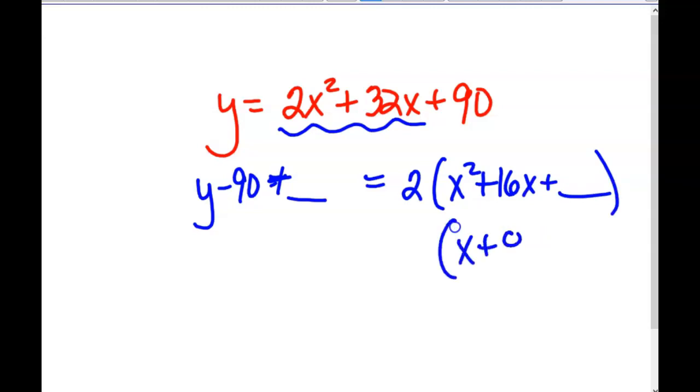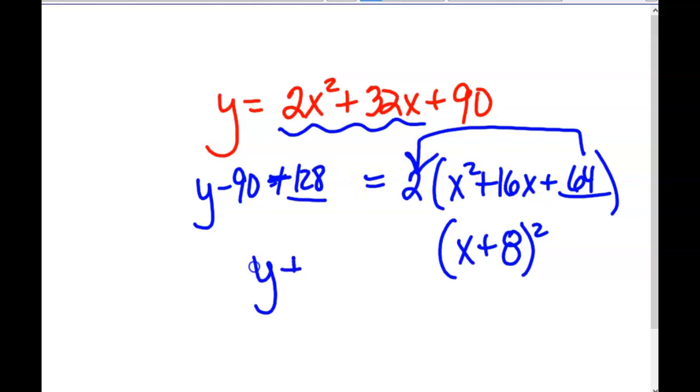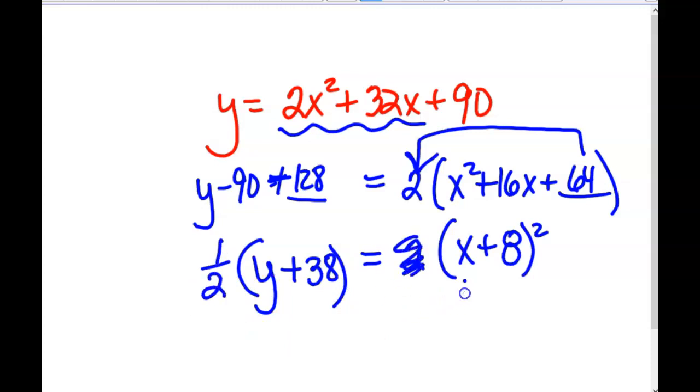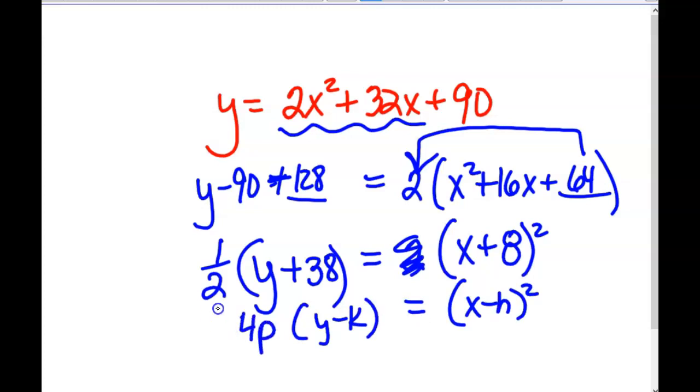This will be x plus 8 squared is 64. Be careful. Yeah, 64 times 2 is 128, which would make this y plus, I don't know, did I do that right? Okay, something's still wrong though. Yes, because the 4p is over here, usually. So if we divide both sides by 2, we'll end up with a 1/2 over there. So this is your x minus h, and this is your y minus k, and this is 4p is 1/2.